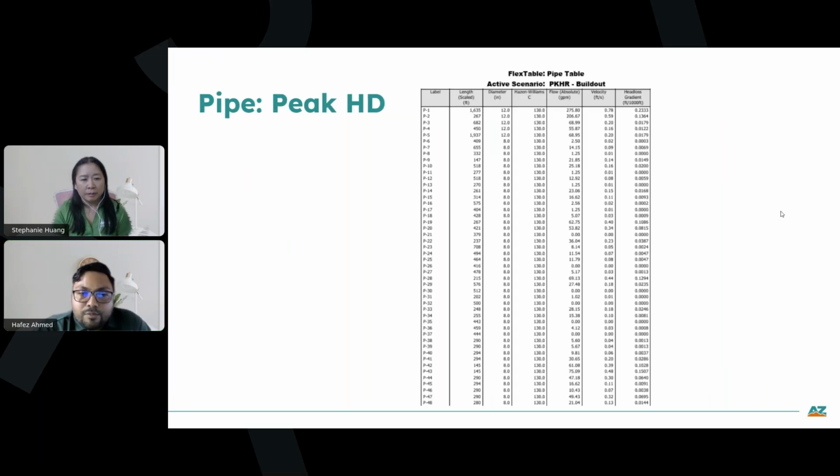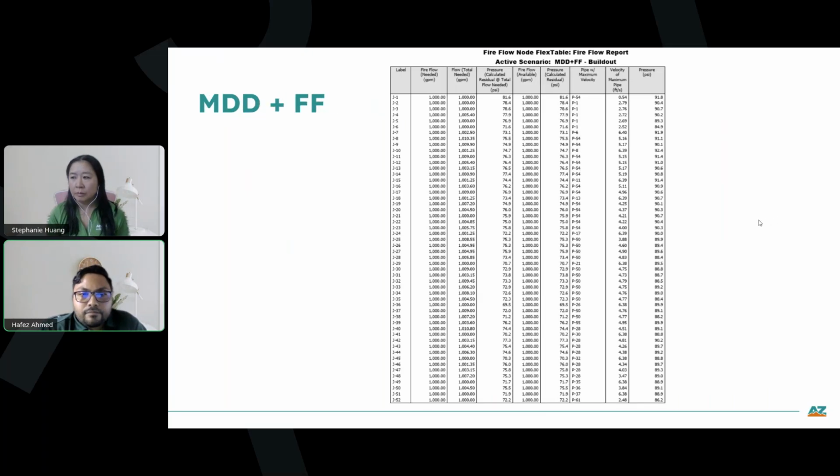It's similar for the pipe network, just to make sure the velocity doesn't exceed 10 feet per second, and also we would look at the flow to see that it is meeting the demand. Next slide, please.